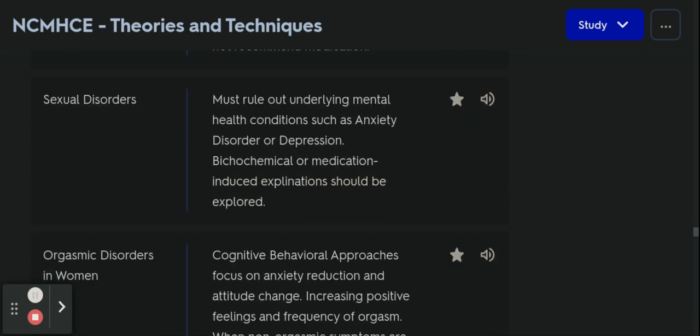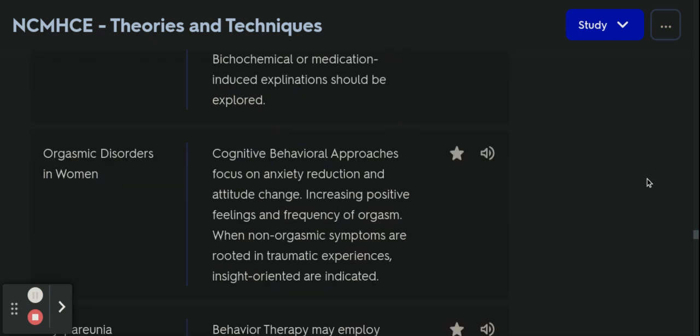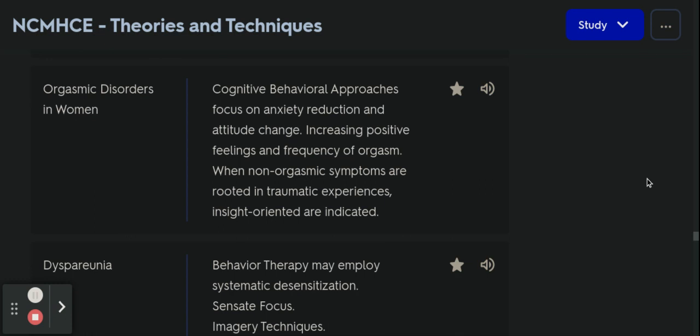Sexual disorders: must rule out underlying mental health conditions such as anxiety disorder or depression. Biochemical or medication-induced explanations should be explored. Orgasmic disorders in women: cognitive behavioral approaches focus on anxiety reduction and attitude change, increasing positive feelings and frequency of orgasms. When non-orgasmic symptoms are rooted in traumatic experiences, insight-oriented approaches are indicated.